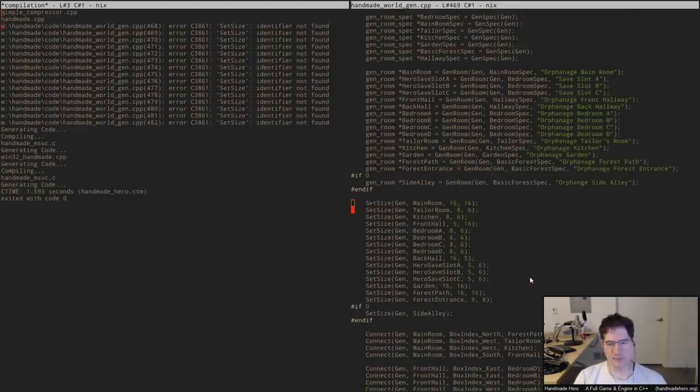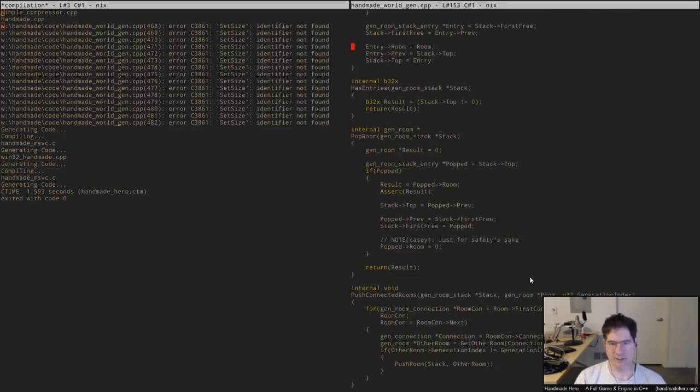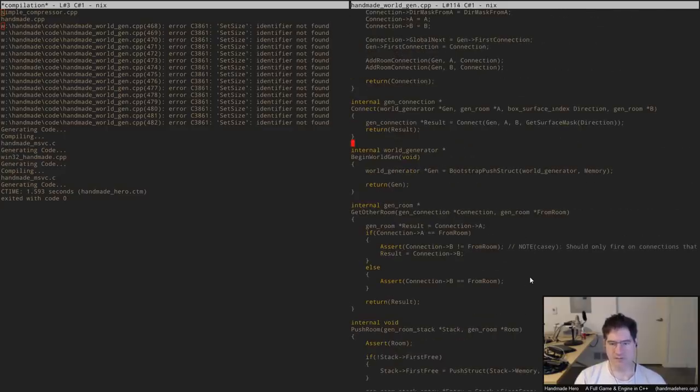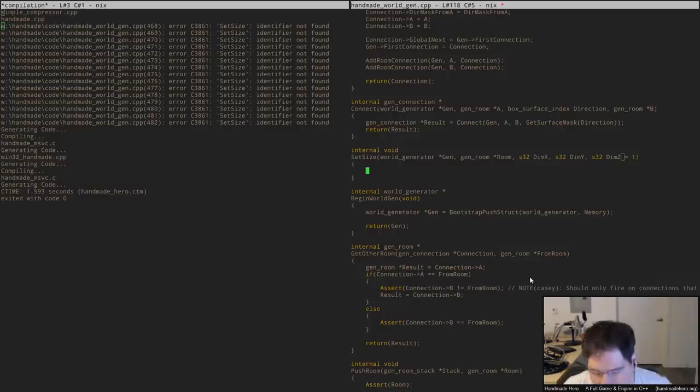So now we just need this ability to set the size of a room so that we can pre-say how big we want it to be. This is very similar to a connect call, in the sense that it's adding information to the layout that says I'm constraining where these rooms can be. This is saying I'm constraining the room to be specifically this big. So there's a dim x and a dim y. There's probably also technically a dim z, but we can assume it's one most of the time, because we don't really use height a lot. Our engine supports rooms that are fat in that way.